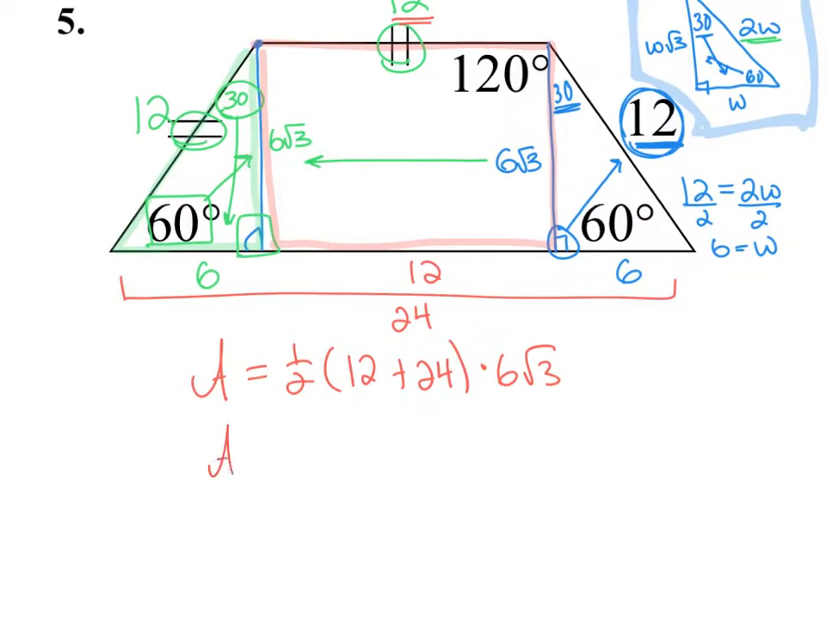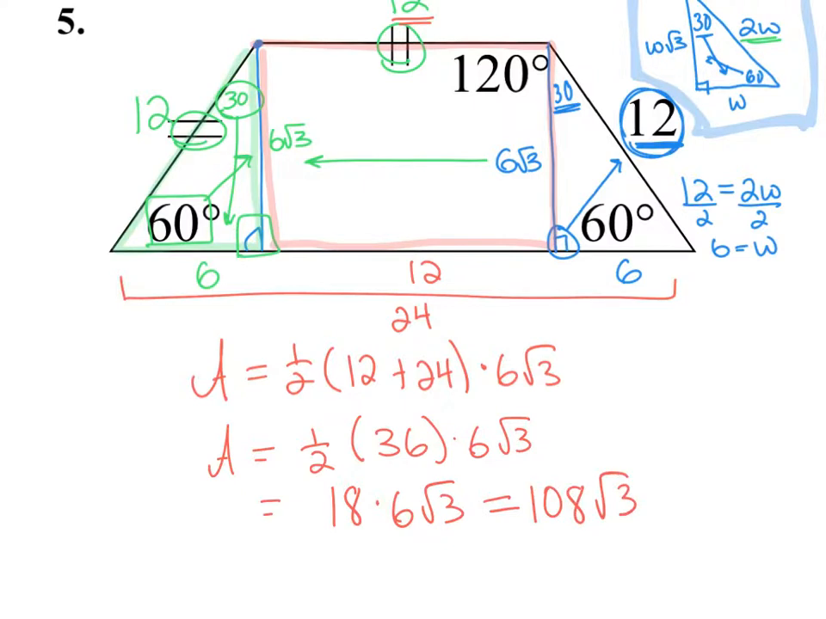So we have area equals 1/2 of 36 times 6 root 3. We have 1/2 of 18. Oh, not 1/2 of 18. 1/2 of 36 is 18. If I were in class right now, you guys would totally call me out for that one. And then we have 18 times 6, which is 108 root 3. So this would be exact right here.